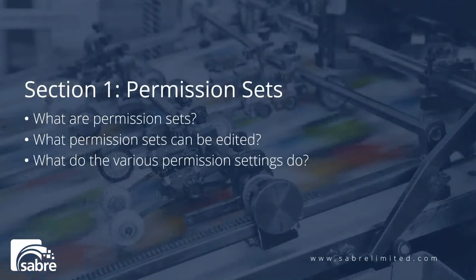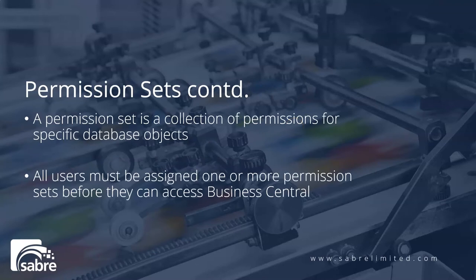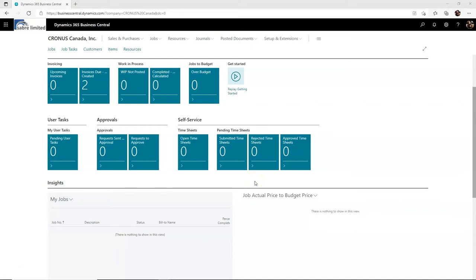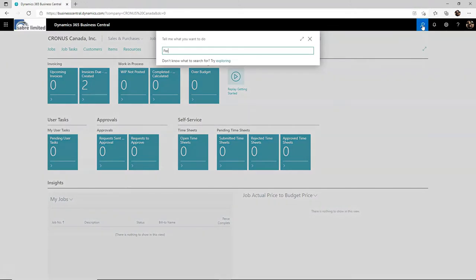Let's review permission sets in more detail, see which ones can be edited, and the various types of permission settings within Business Central. A permission set is a collection of permissions for specific database objects, and all users must be assigned one or more permission sets before they can access Business Central. Let's take a look at permission sets in Business Central. You can do so by searching for permission sets.